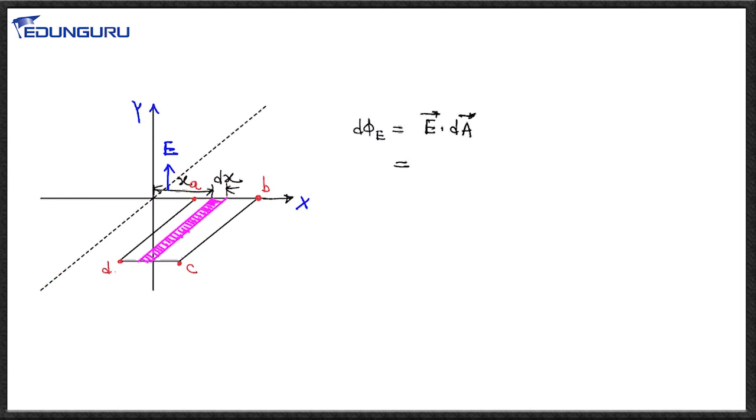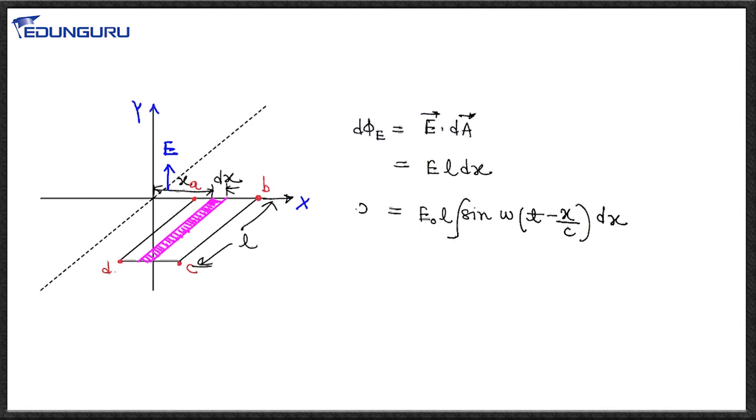Let us say the angle between E and dA is 0 degrees. So this is E, this length is L, right? So the flux element is E L dx. Now let us substitute the value of E here. It is E naught into L, this is sine of omega times (T minus x by C) into dx.